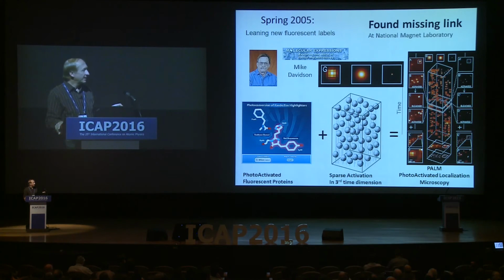And he explained there were new fluorescent proteins available at the time which could be activated. Let's see if I can make this work. If you shine blue light on it, you could change the color from green to red. So you can turn the light on and off, or you can bleach them. There's a lot of flexibility in it. So this turned out to be exactly that missing link that we had earlier.